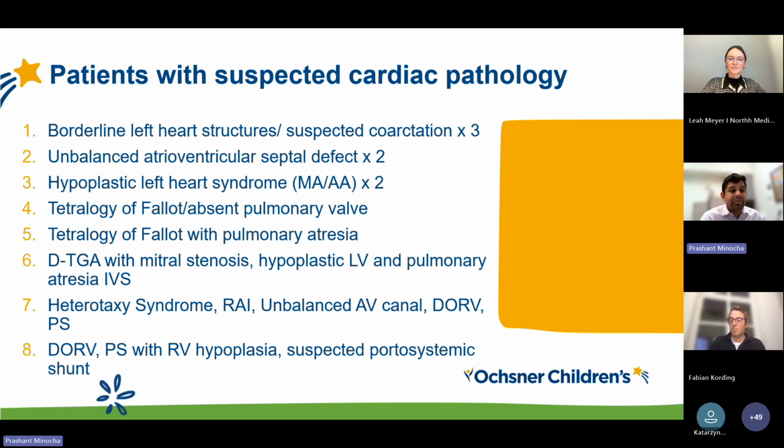These were the clinical cardiac pathologies that we were referred: borderline left heart structures, suspected coarctation, unbalanced AV canals, hypoplastic left heart syndrome, tetralogy of Fallot, different flavors of tetralogy of Fallot with absent pulmonary valve, pulmonary atresia. We had some patients with heterotaxy, DORV, and transposition.